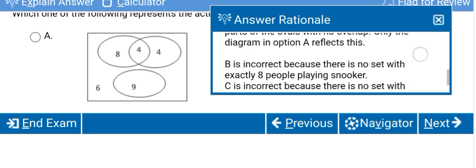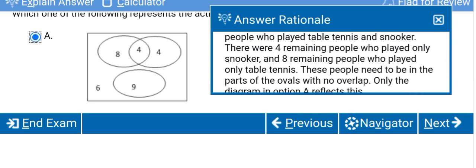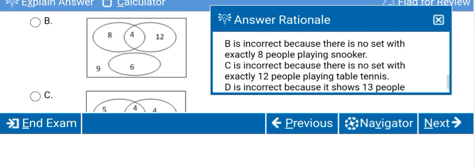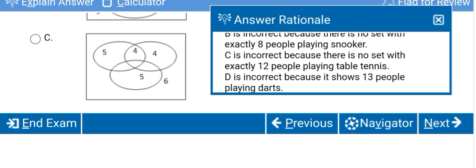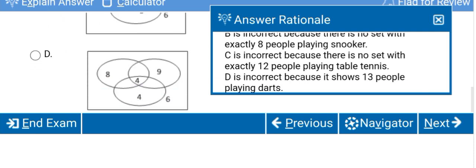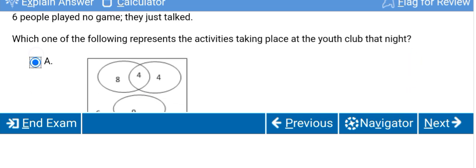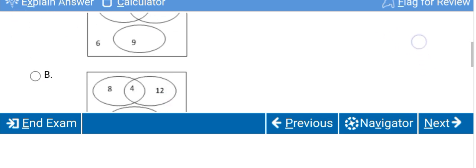Only the diagram in option A reflects this. So the correct option is option A. Option B is incorrect because there is no set with exactly 8 people playing snooker. Option C is incorrect because there is no set with exactly 12 people playing table tennis. D is incorrect because it shows 13 people playing darts. So that's how we can say that option A is the correct option.